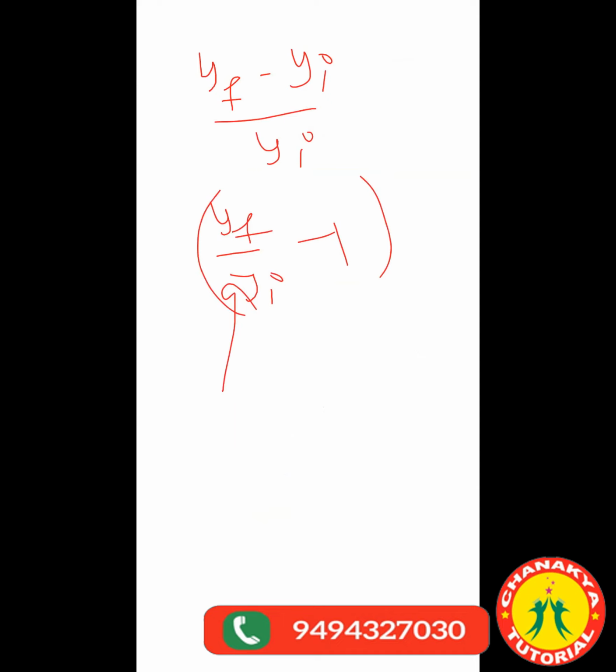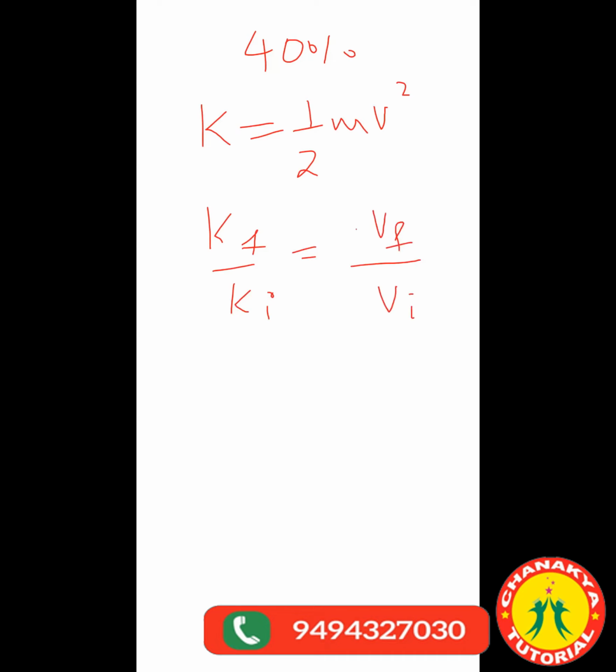For example, let's say the change in velocity of a particle moving with some speed is 40%. Now the question is: calculate the change in kinetic energy. Kinetic energy is half m v square, right? So K final divided by K initial is equal to V final divided by V initial, squared. The rest of the things are constant.